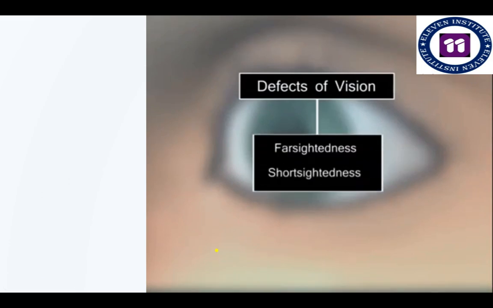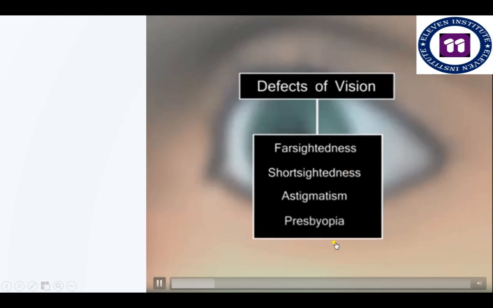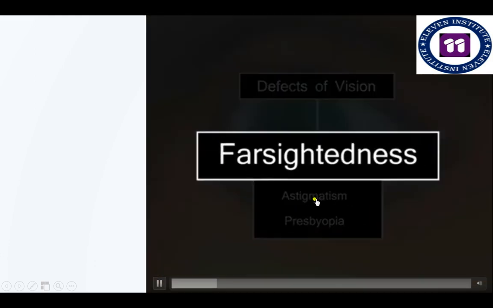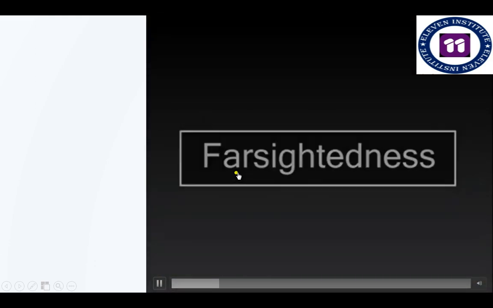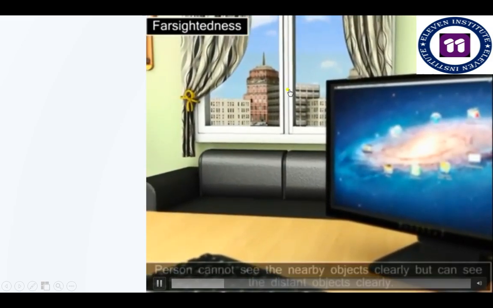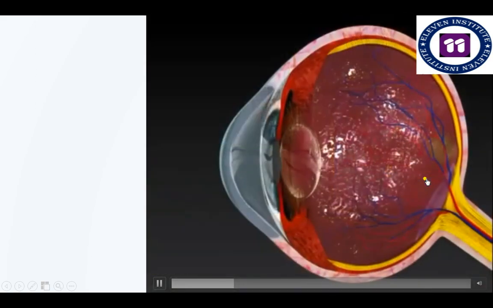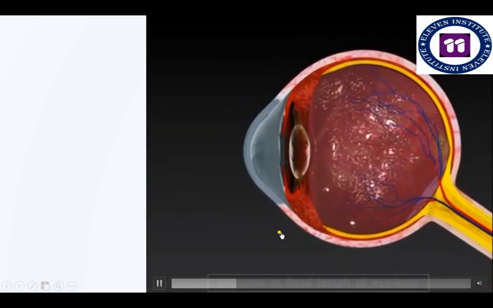Right, let us see now what happens. Nearsightedness, farsightedness, and presbyopia. We need not discuss astigmatism. Let us see about far-sightedness. We can easily see the far away objects, but the nearby objects are not clear. You can see a blurry image over here. What happens in such cases?